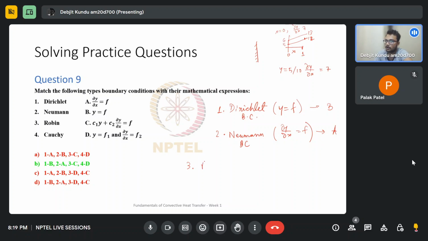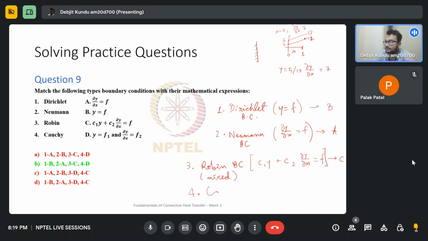अभी 3 रॉबिन बाउंड्री कंडीशन जो है, रॉबिन बाउंड्री कंडीशन इज ऑल्सो नोन एज मिक्स्ड बाउंड्री कंडीशन. इसमें क्या होता है कि वैल्यू और ग्रेडियंट दोनों का एक कॉम्बिनेशन होता है, मिक्स कर देते हैं उसको. सो उसका कोई भी लीनियर कॉम्बिनेशन, जैसे c1y प्लस c2 ∂y/∂x, इसका वैल्यू हम लोग मेंशन कर देंगे. तो ये मैच हो रहा है सी के साथ. तो दिस इज नोन एज रॉबिन बाउंड्री कंडीशन. ये कॉन्वेक्टिव हीट ट्रांसफर में काफी इंपॉर्टेंट है, हम लोग देखेंगे बाद में.